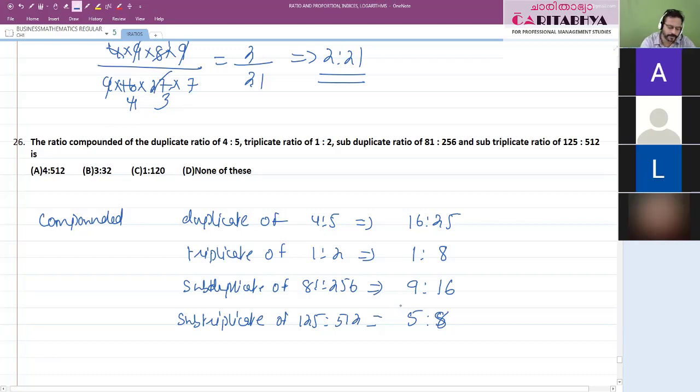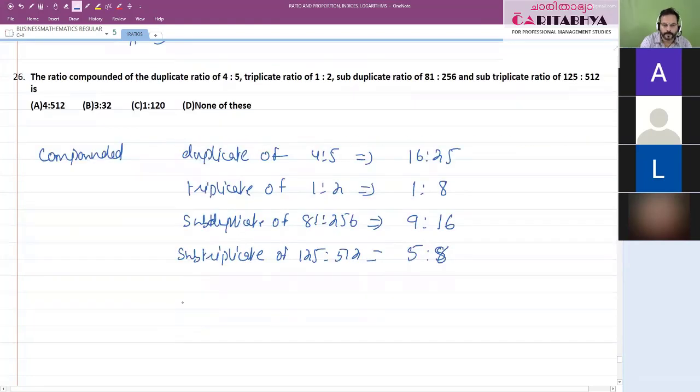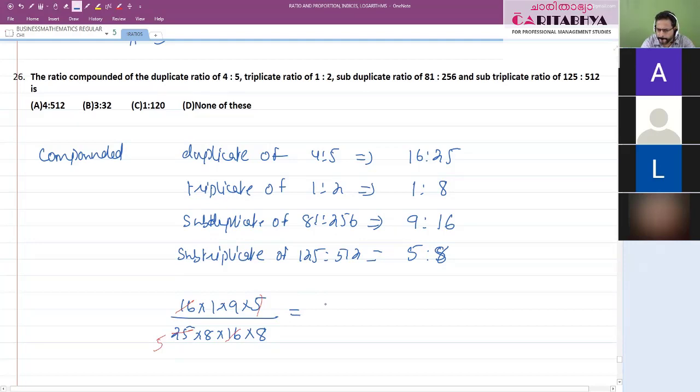Then the product of antecedents is to the product of consequents will be the ratio. 16 into 1 into 9 into 5 divided by 25 into 8 into 16 into 8. Cancel. The answer is 9:320, or 9 divided by 320. The number is not in the choices. Okay, the answer is none of these.